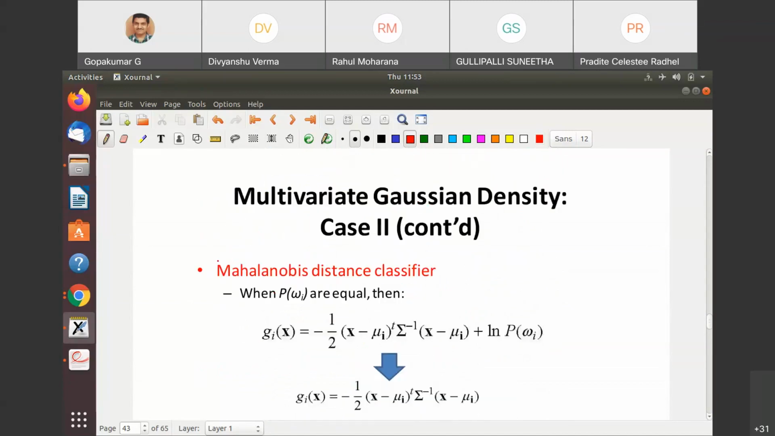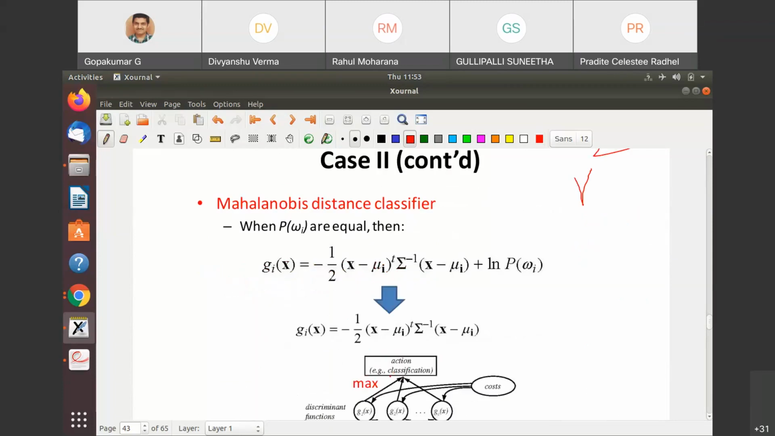Okay, so yesterday we saw the Mahalanobis distance. Actually, that was the squared Mahalanobis distance. I just forgot to mention the squared term, because it was r squared. On the LHS we have what is called the squared Mahalanobis distance. So, when we have the same prior probabilities, we can just ignore this term.